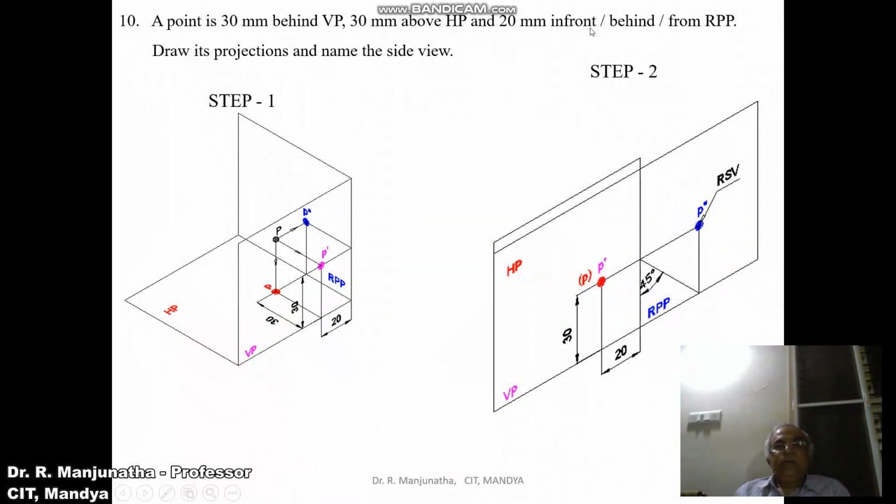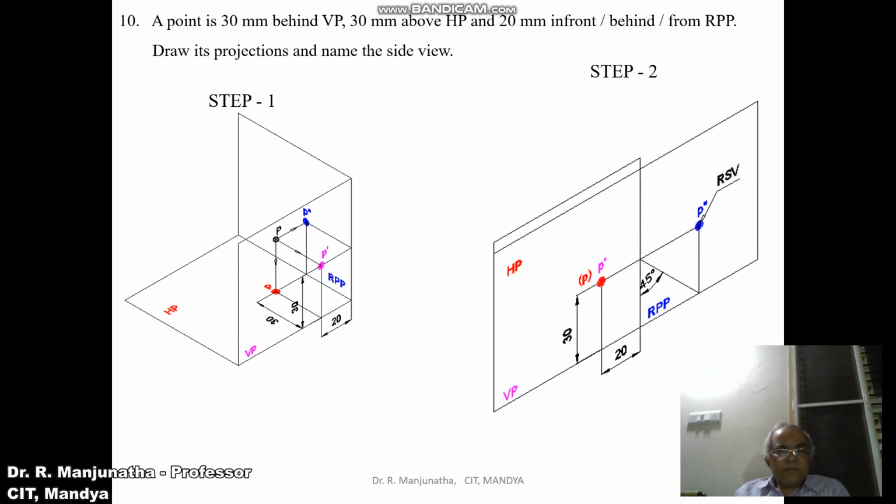Next, the 20 mm in front or behind from RPP. Since the condition given here is behind VP, obviously it should be behind RPP. Behind RPP means we have to look from the right side view. That is because this has to satisfy the condition of the front view, the condition of the observer. When you look from the front view, the observer is in the front, so the vertical plane is between the object and the observer. The same condition has to be satisfied, so we have to look from the right side view, wherein the plane is between the object and the observer.